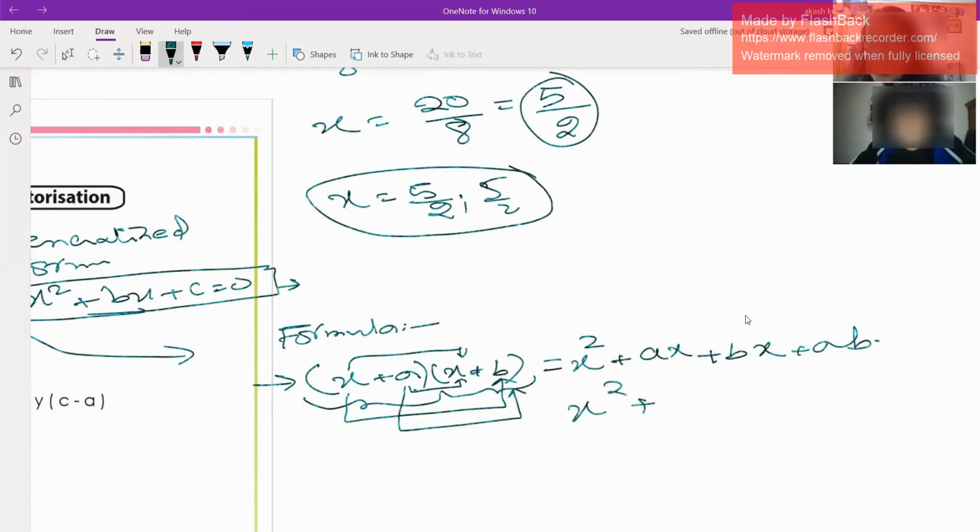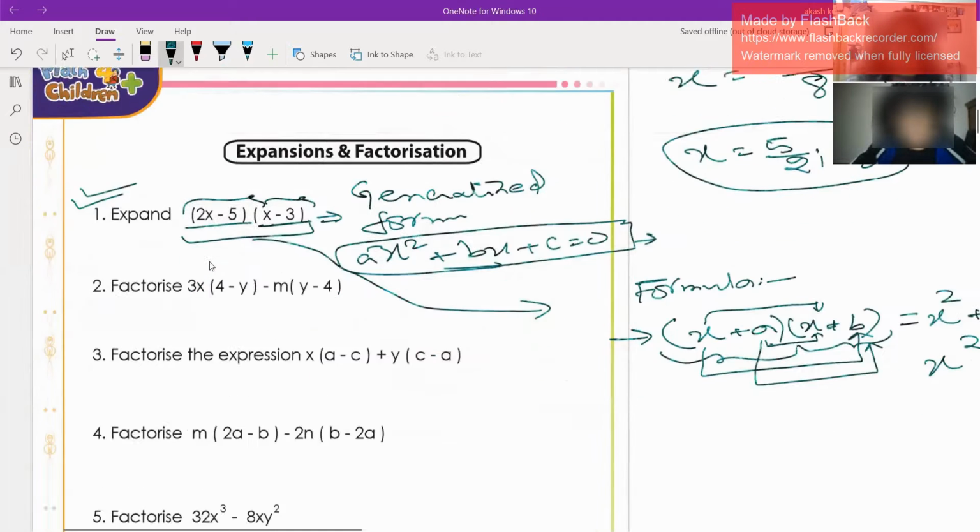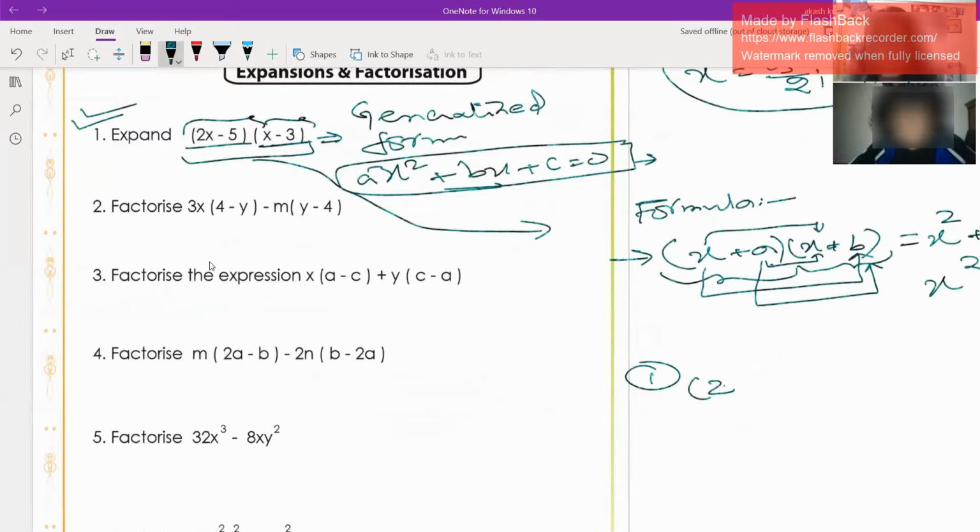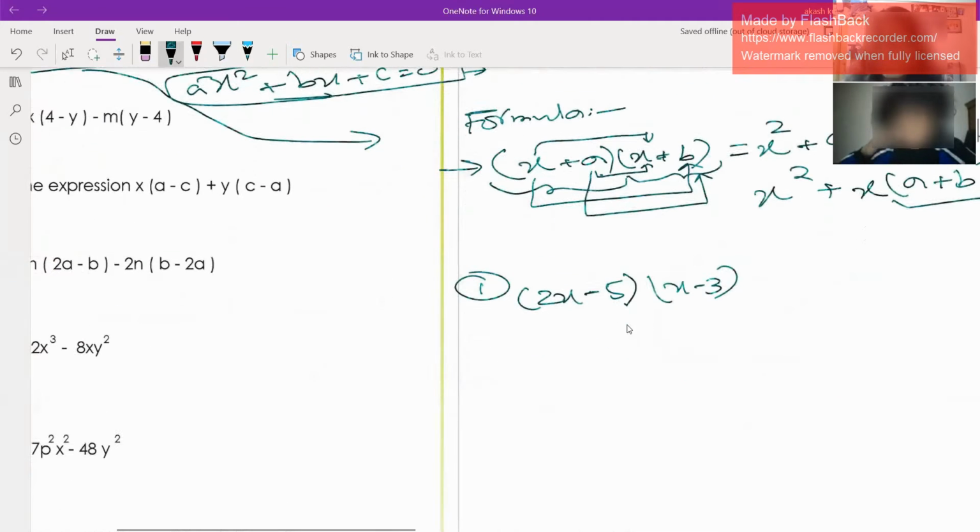So can we write it like this, taking x common: x square plus a plus b times x plus ab, right? Okay. So what our formula says is we just need to add our terms and multiply our terms. What are our a and b? Let's write this question here: 2x minus 5 and x minus 3. Can we write our expression like this to find the value of a, just bringing down 2 here? So it will be x minus 5 over 2. Is it clear? No, not really. Okay, 1 minute. Let me explain it again.